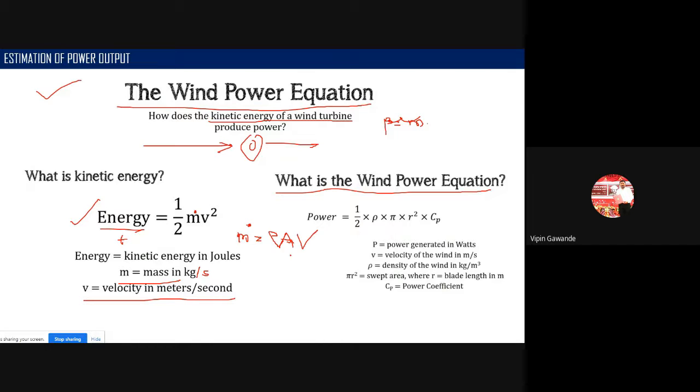So that is equal to rho A v. This is the swept area of the turbine. These are the blades, and this area is called the swept area. This is the velocity of the wind. This is the density of the air.